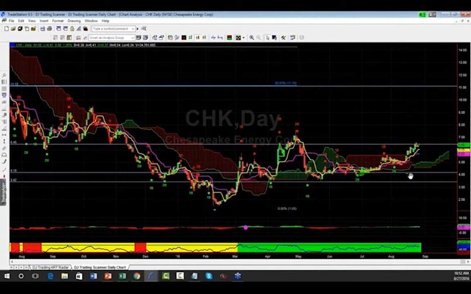Distance from our entry to the target. Well, this is much bigger. This is 2 or 3 to 1. So that meets my criteria for risk to reward. So I like this one.